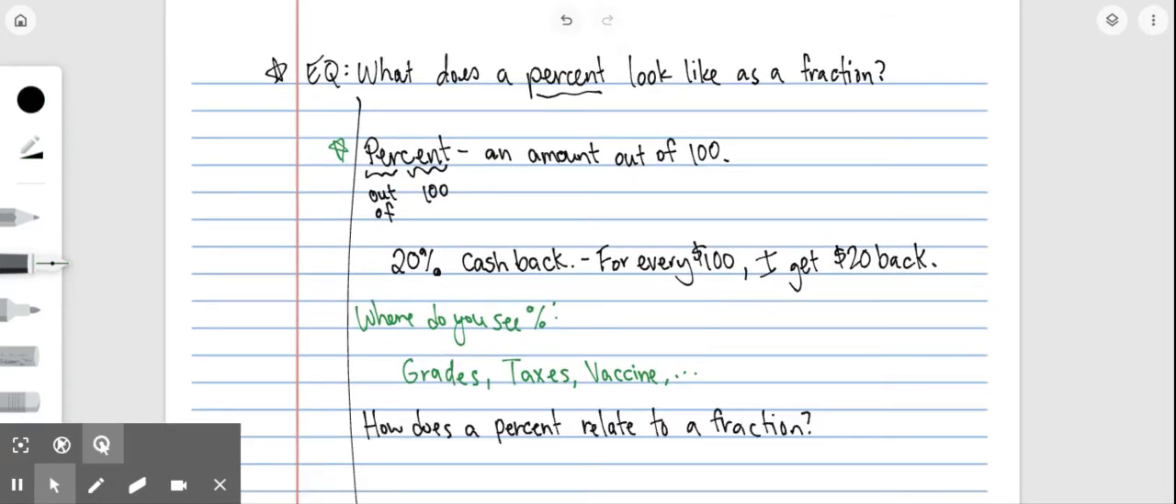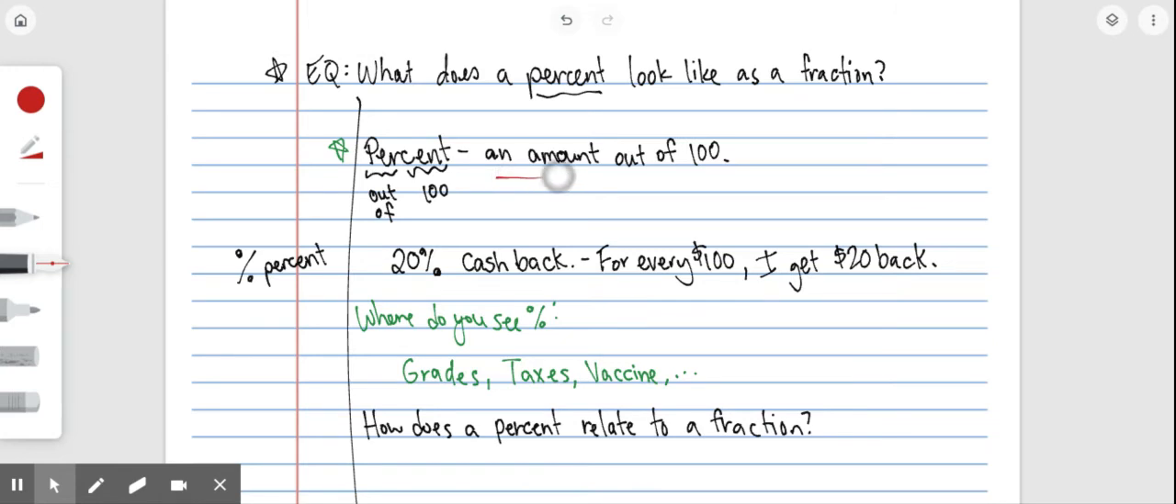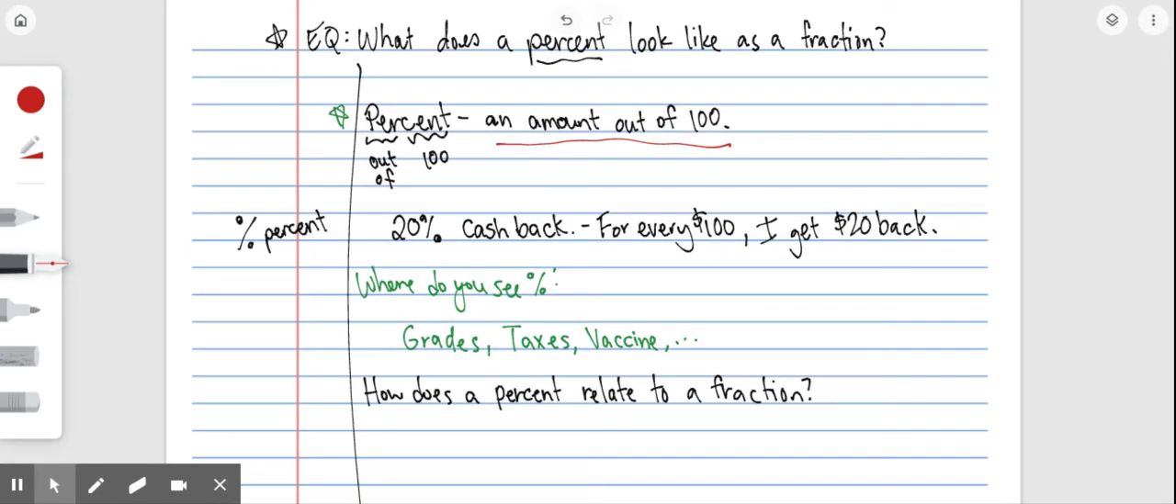So I'm going to ask the key question here, which is how does a percent relate to a fraction? So first, before I go on, I just want to remind you that this sign right here means percent. Just so that you know, in case you hadn't seen it before. So how does a percent relate to a fraction? Well, right here with the definition, we wrote that a percent is an amount out of 100. When you have a fraction, you know that it's a part out of a whole. So fractions and percents can both be written as a fraction.